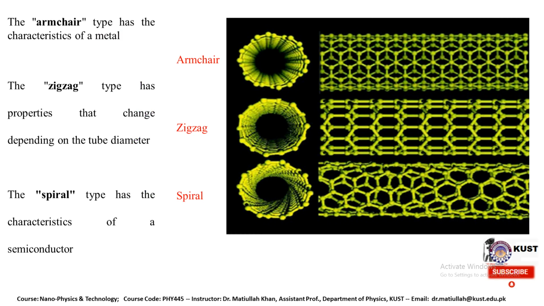If we compare them, the armchair has the characteristics of a metal. I mean, its properties are like a metal, and this is the structure of the armchair carbon nanotube. The zigzag type has properties that change depending on the tube diameter. Depending on the tube diameter, we can tailor or engineer the properties of the zigzag carbon nanotube. And the other is the spiral type, the chiral carbon nanotube, which has interesting properties of semiconductors.